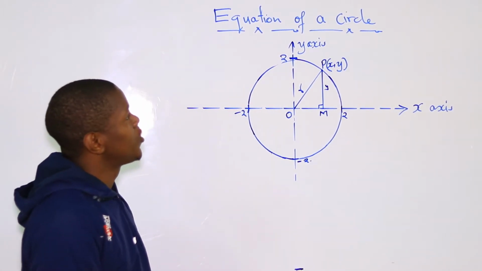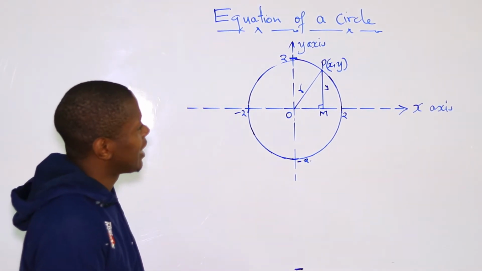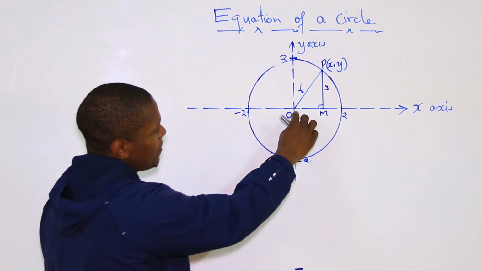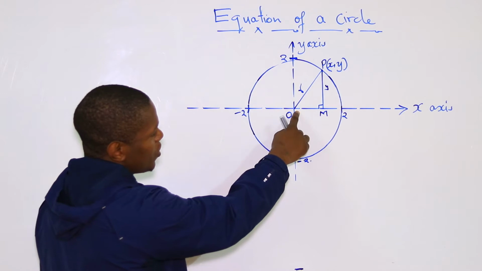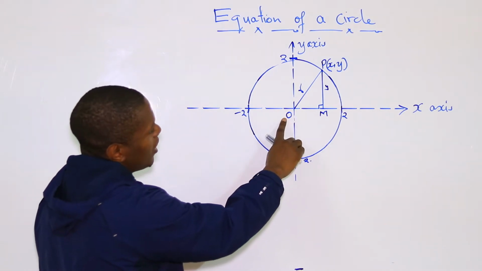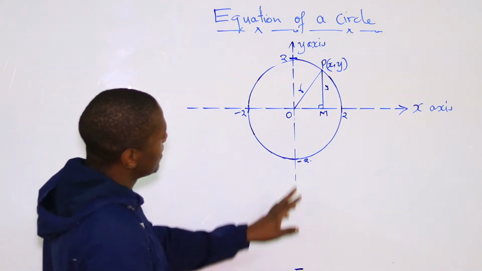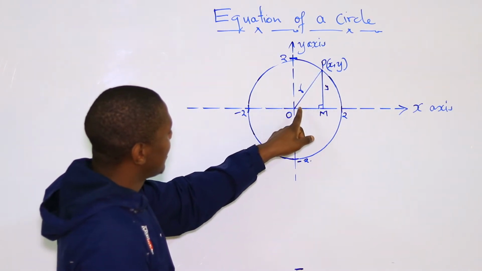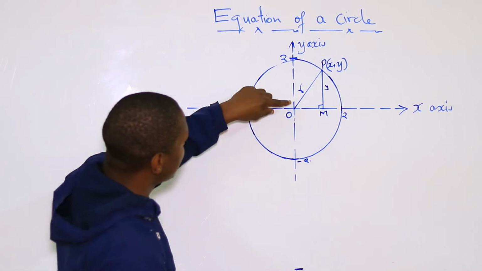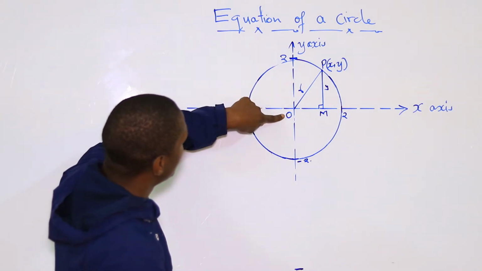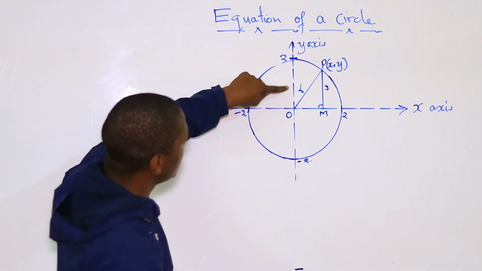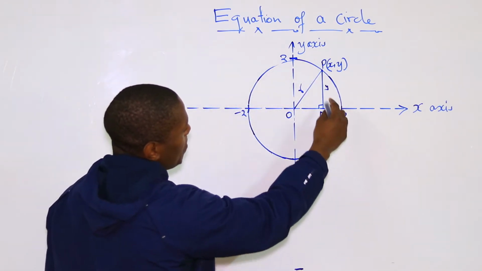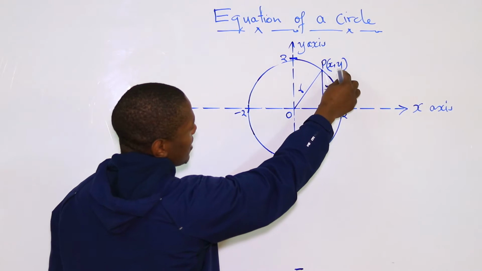Hello, today we are going to discuss the equation of a circle by considering a circle whose center is at the origin of the Cartesian plane, so at point O. The radius of this circle is OP, which is denoted as r, and that radius OP is the same as from O, the origin, to 2. So the radius is also 2 units.